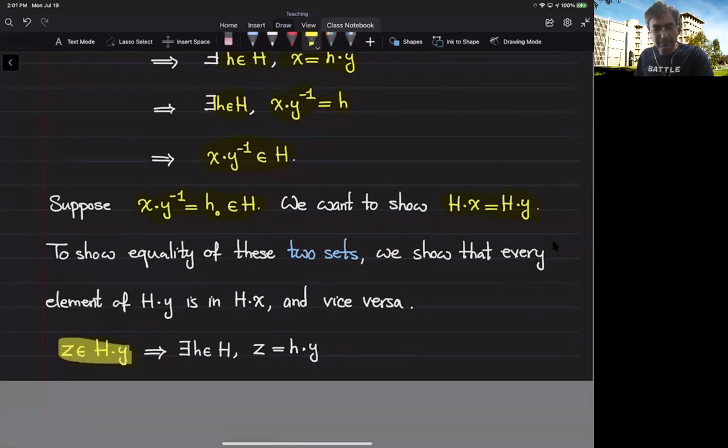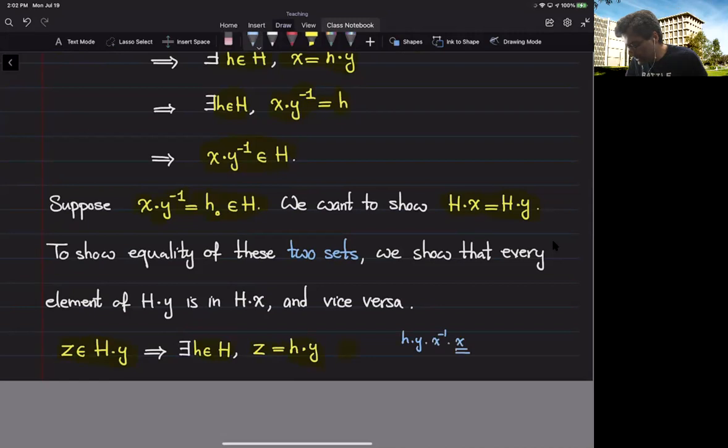What does it mean that it is inside H dot y? It means z is something in H times y. Okay, but I want to show that it is also something in H times x. So I want to end with x. In order to end with x, I can do this trick. I can simply multiply by x inverse and then x. So this way I end up with x.